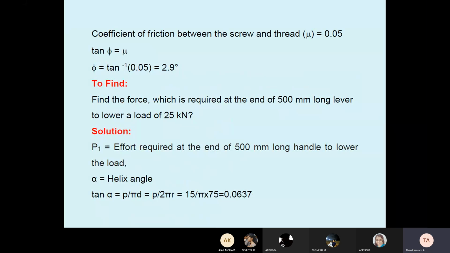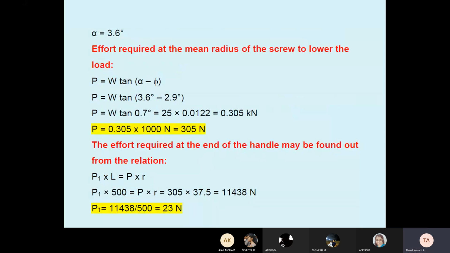Therefore tan phi equals mu. So phi equals tan inverse of 0.05. So the phi value is calculated. First we write the formula for lowering the load: the effort required at the mean radius of the screw to lower the load.